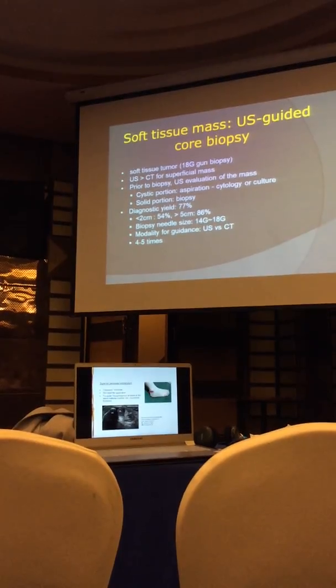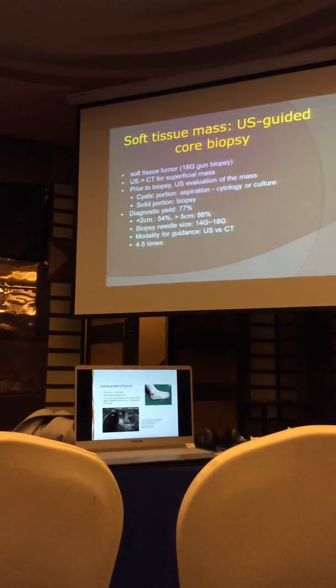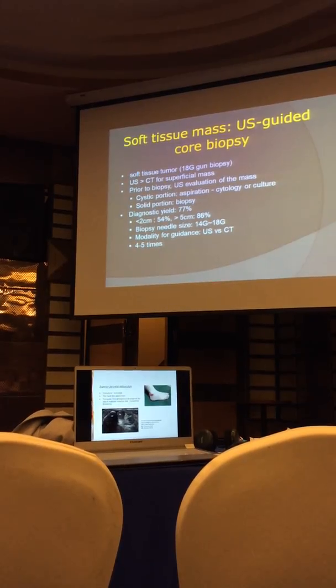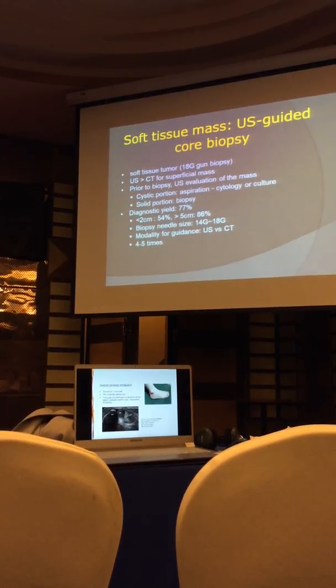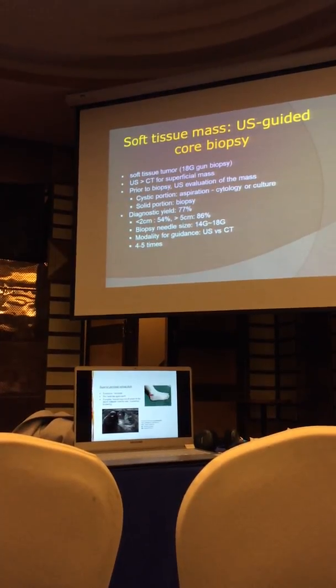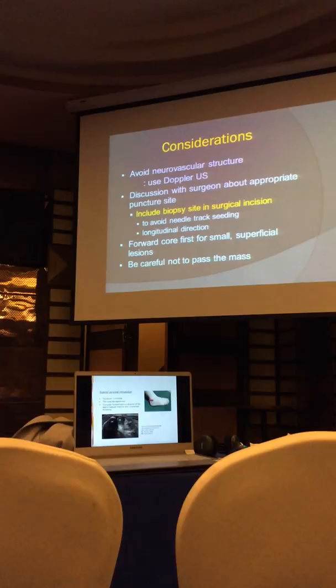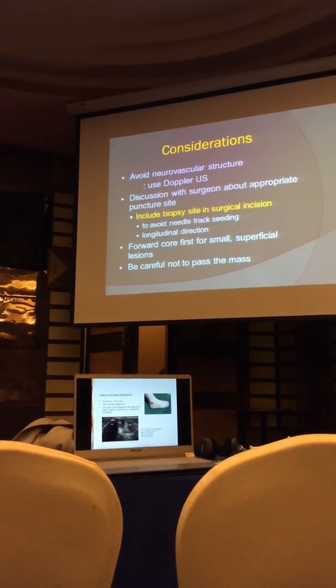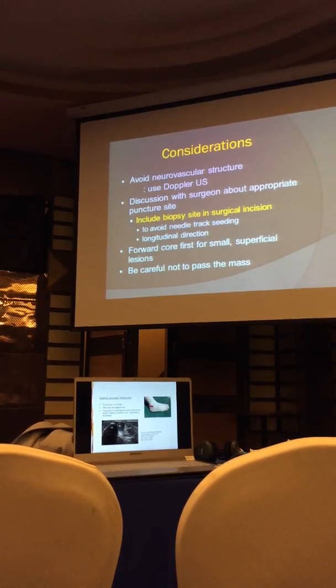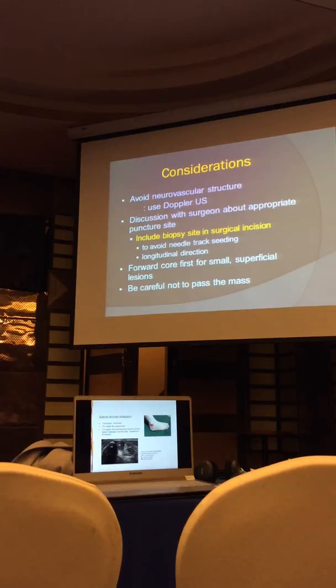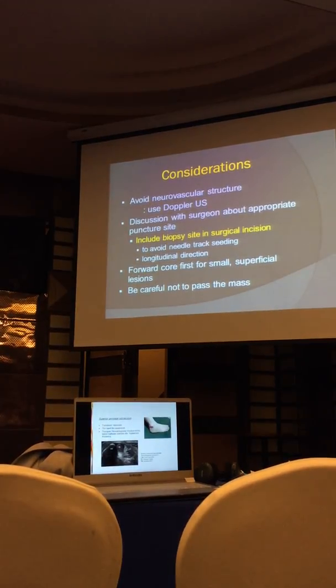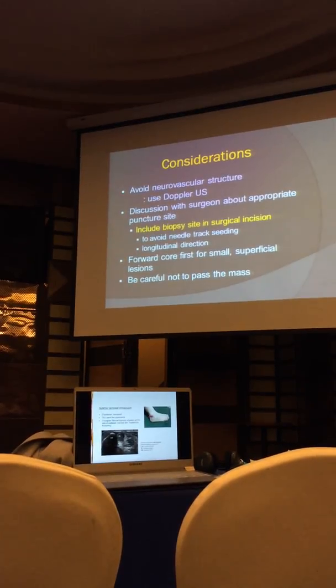You should obtain specimen at least 4 to 5 times or more if you can. The more specimen you get and give the pathologist, the better the chances of accurate diagnosis. So I usually try to obtain at least 5 tissue fragments when I do biopsy. Like I said before, you should try to avoid neurovascular structures by using Doppler ultrasound. It's helpful oftentimes to discuss with the surgeon about the appropriate puncture site.